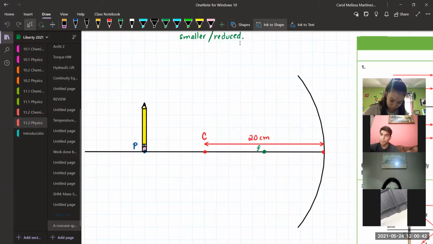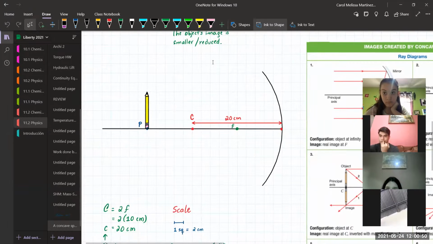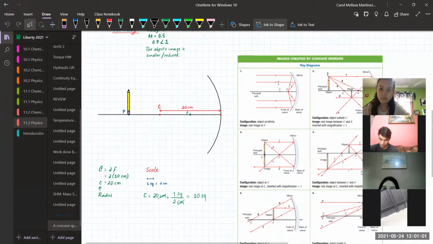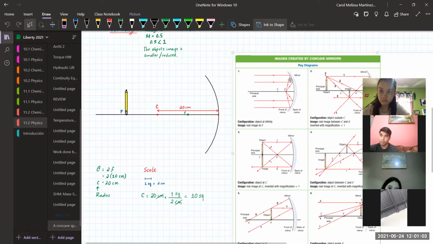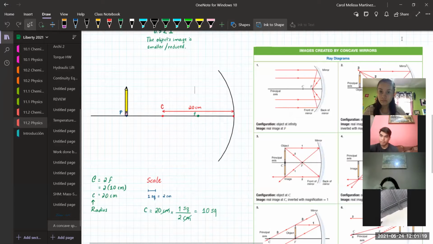Now we need to focus on this table right here. We need to look for the situation that we have. We have here 6 situations, okay? So we need to look for the position of the object. Take a look. My object, my pencil.